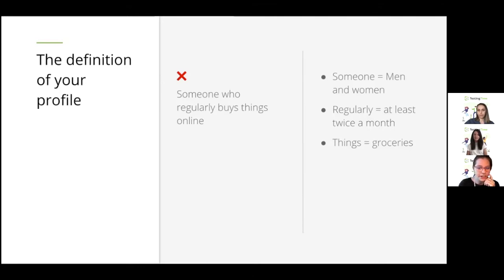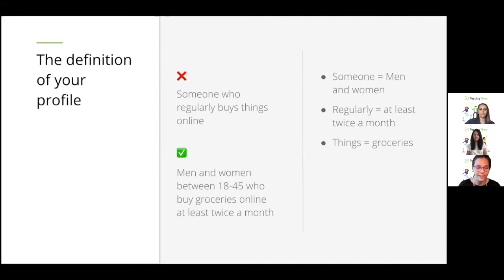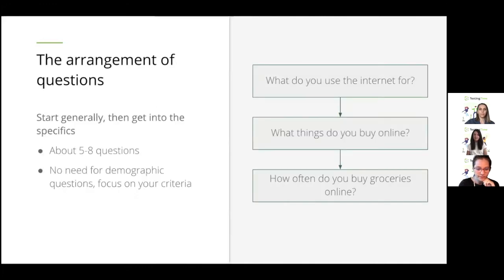Things, once again, are too broad. Since we're testing our prototype for the grocery shopping interface, I think it makes sense to look for people who also actually buy groceries online. So in the end, we would end up with something like this to base our questionnaire on: men and women between 18 and 45, I added the age, who buy groceries online at least twice a month. Now we know who we're looking for.